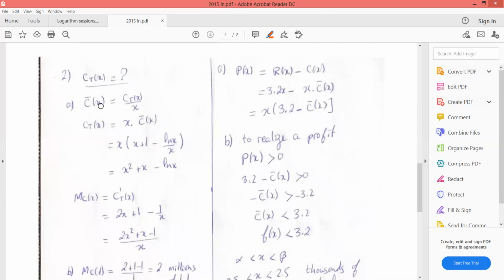So C bar of x, as a rule, is C(x) over x. Then the total cost is equal to x times C bar of x, which is f(x). We expand: x times x is x squared, plus x times 1 is x, plus x times minus ln x over x becomes minus x times ln x over x. We simplify x with x, we get minus ln x.